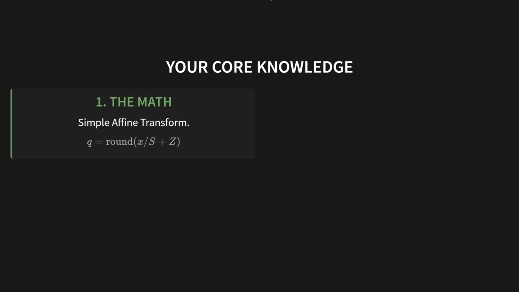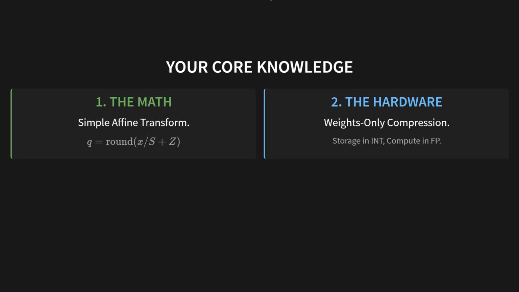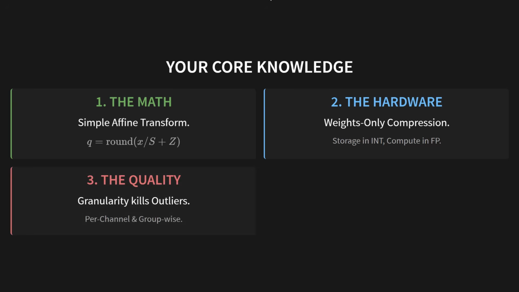First, the math. You know it's all built on a simple affine transform. That little formula, Q equals round of x over s plus z. That's the heart of everything. Second, the hardware. You get the trick. It's all about weights-only compression. We store the weights in compact int format, but we do the actual compute in high-precision FP. Best of both worlds.